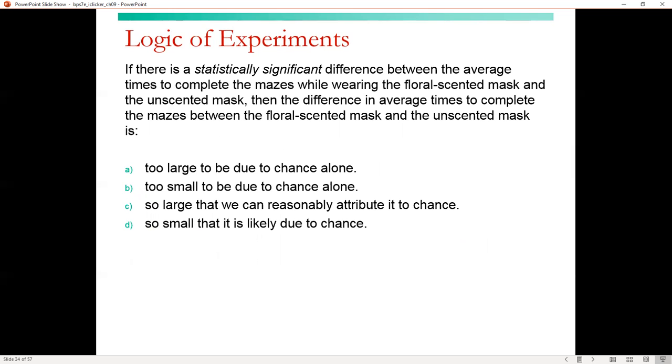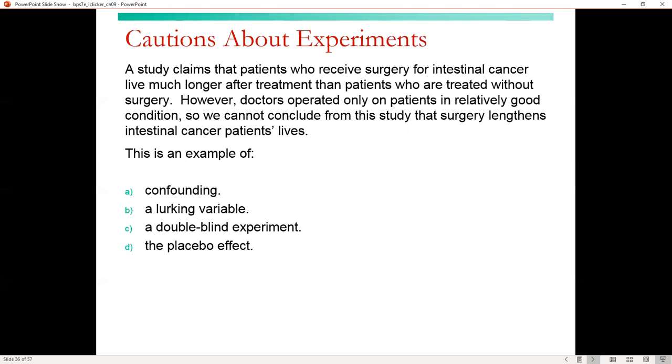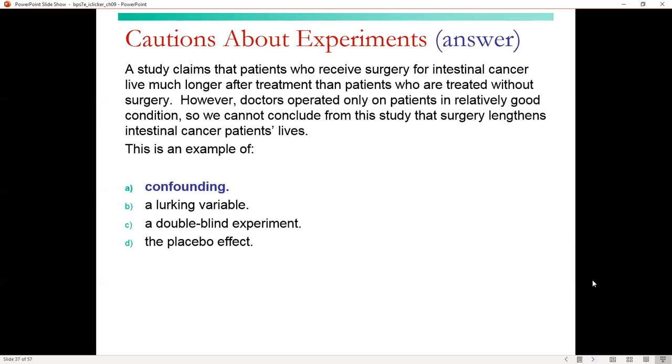If there is a statistically significant difference between the average times to complete the mazes while wearing a floral scented mask and the unscented mask, the difference in average times is too large to be due to chance alone. A study claims that patients who receive surgery for intestinal cancer live much longer after treatment than patients who are treated without surgery. However, doctors operated only on patients in relatively good condition, so we cannot conclude from this study that surgery lengthens intestinal cancer patients' lives. This is an example of confounding.